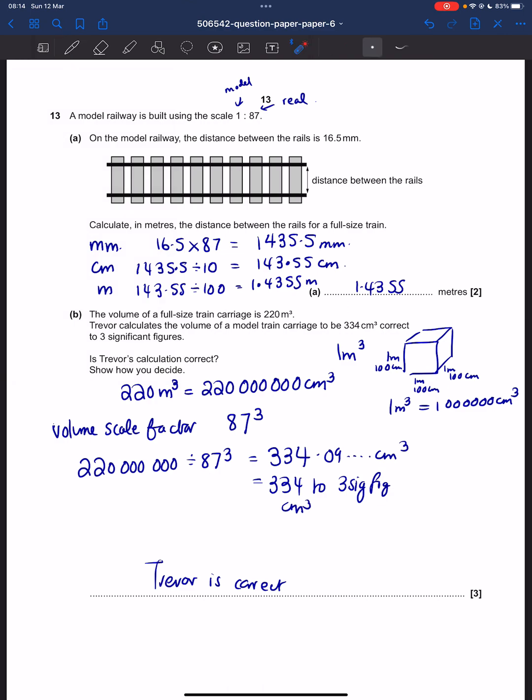Okay, what I was going to say, if it was an area scale factor, it'd be 87 squared. That's what I wanted to say. So if it was just the length, it's 87. If it was an area, it'd be 87 squared. And the volume scale factor is 87 cubed.